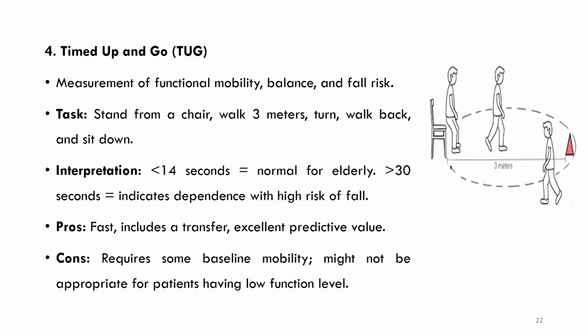One of the constraints of this tool is that it requires some baseline mobility, so the individual should be able to walk. If a stroke survivor cannot walk, then you cannot use the Timed Up and Go. Also, in stroke survivors with a low level of function, you cannot use the Timed Up and Go.